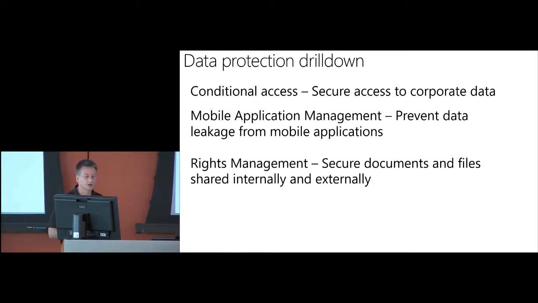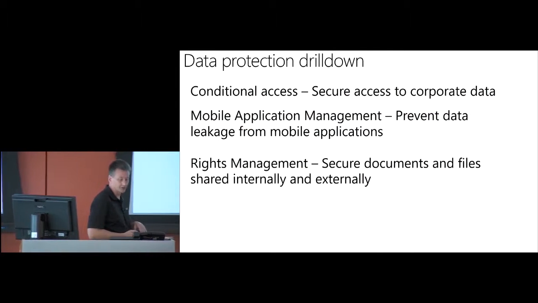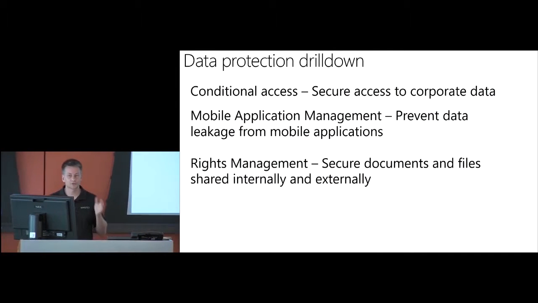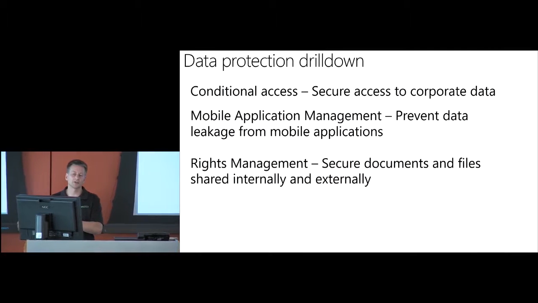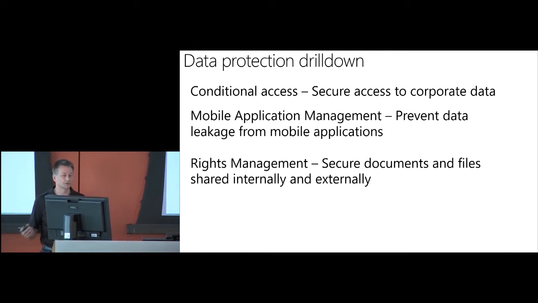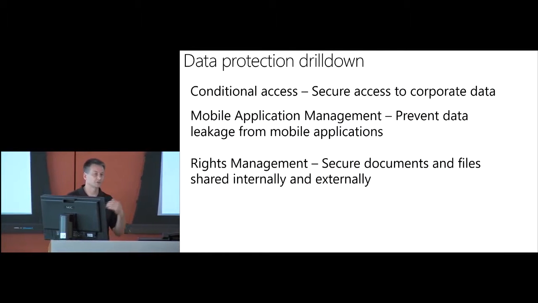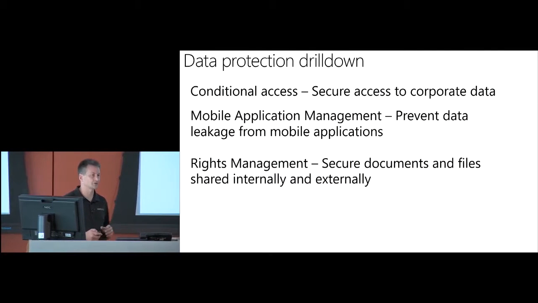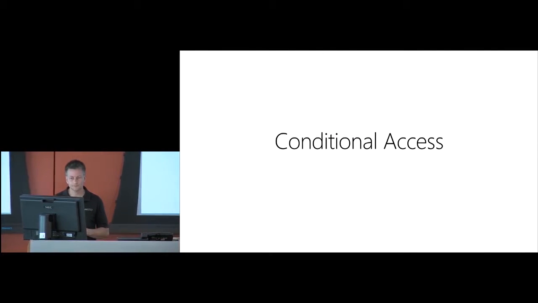We're going to jump in now and actually get into some of the more details. First, we're going to look at conditional access, which is really providing that secure access to your corporate resources. Then we talk about once a user has access to those resources, how do they then prevent leakage from those mobile applications themselves. And then lastly, we'll kind of tie that together with rights management, so you can actually share that outside the boundaries of your company as well.